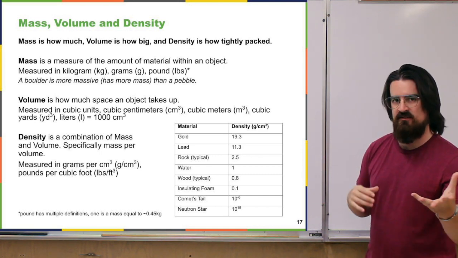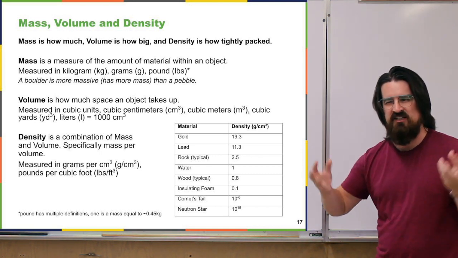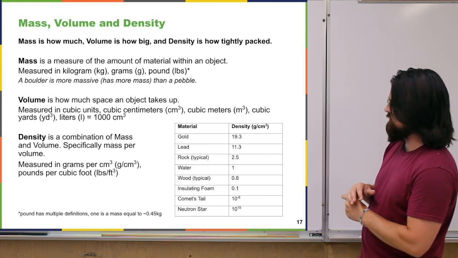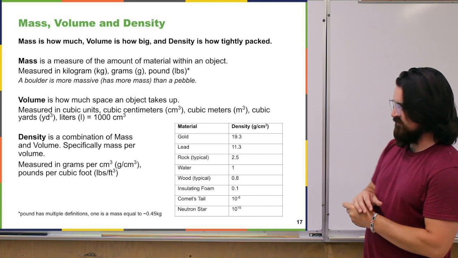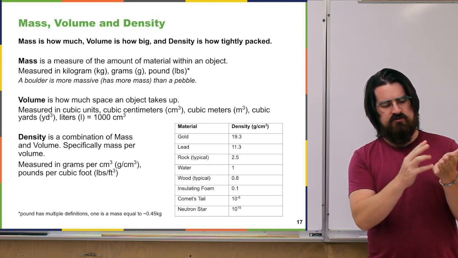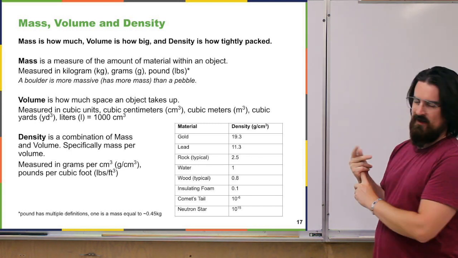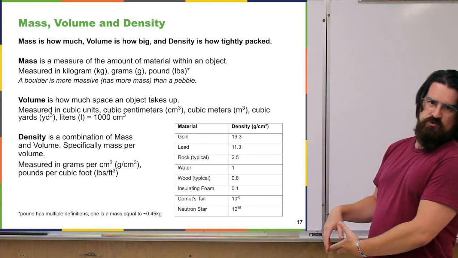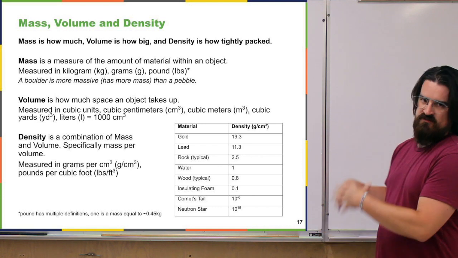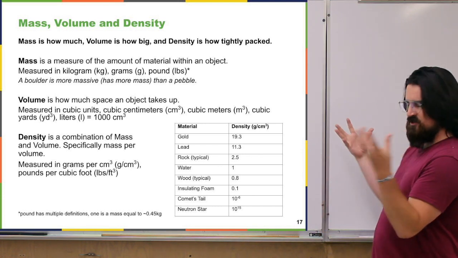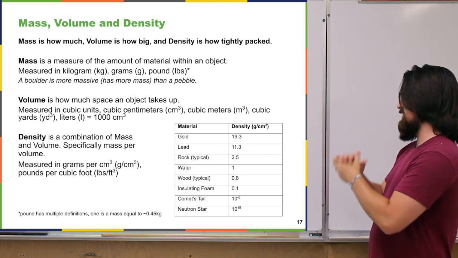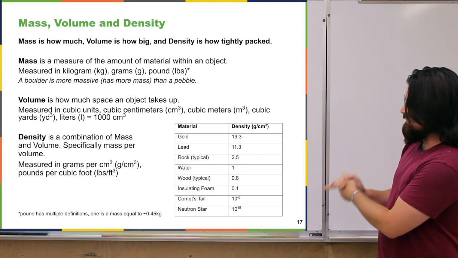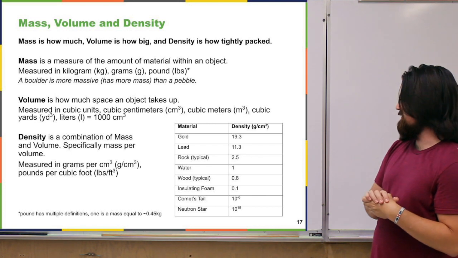a comet's tail. The density of material in a comet's tail is extremely low, right? 10 to the minus 6 grams per cubic centimeter, or 0.00001 grams per cubic centimeter. And on the other end, we'll eventually talk about neutron stars, stars that have collapsed late in their life, and all the material is really condensed down, and you get this unimaginably dense material, which is something like 10 to the 15th grams per cubic centimeter.